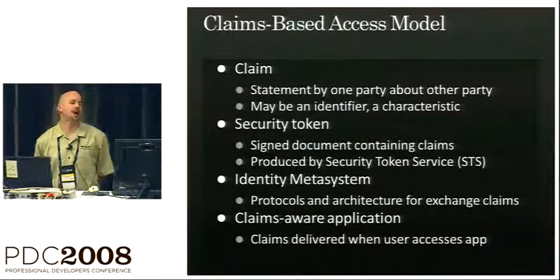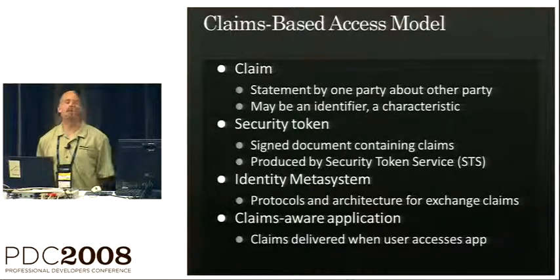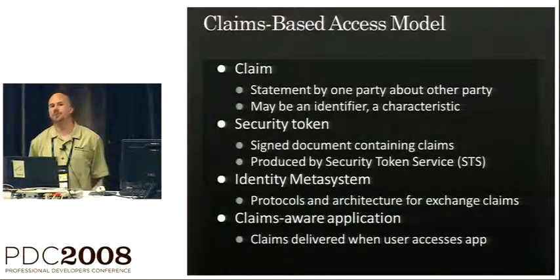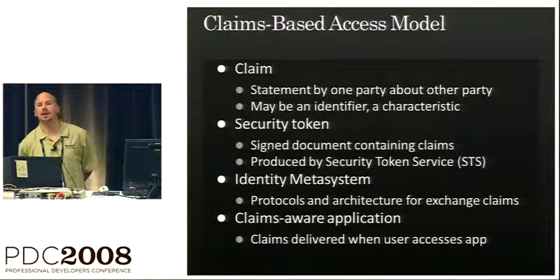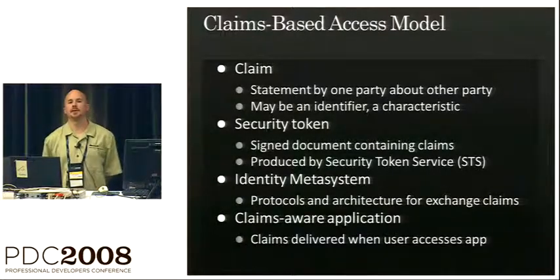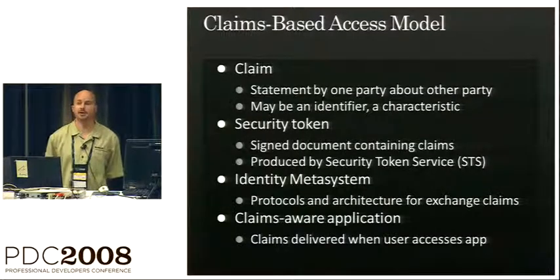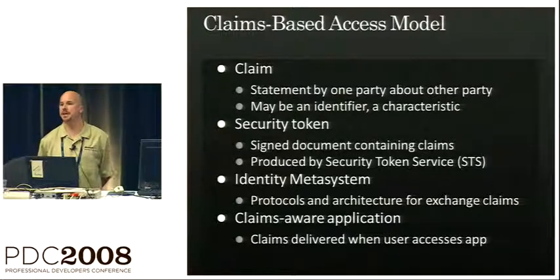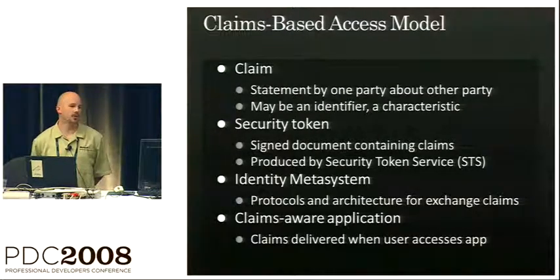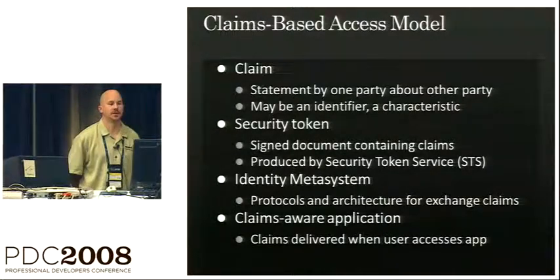So, a little bit of vocabulary review. Claims-based access model. It's based around claims. A claim is simply a statement about a user. Can be anything as simple as shoe size, which is one of our favorites for one reason or another. Could be as exciting as they're an admin, they own a particular role, or some other characteristic of that user.